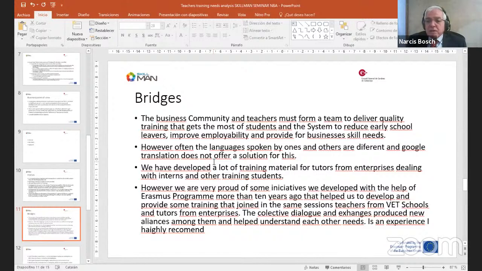We are very proud of some initiatives we developed with the help of the Erasmus program more than 10 years ago that helped us to develop and provide some training that joined in the same session teachers from vocational school and tutors from enterprises. The collective dialogue and exchanges produced new alliances among them and helped understand each other's needs, and this is an experience I highly recommend.